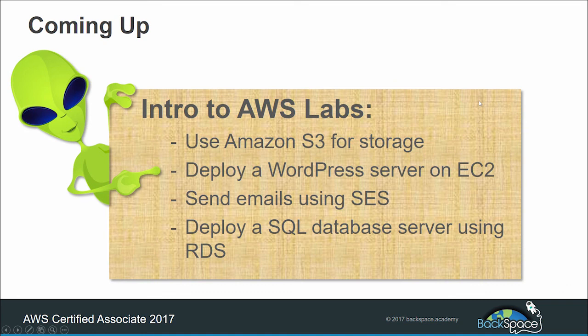So coming up, again, we're going to have some pretty good AWS labs that are going to introduce us to the AWS services. First off, we're going to create an Amazon S3 bucket and use that to store some files. Then we're going to go into something a little bit more advanced, and we're going to deploy a WordPress server on Amazon EC2. Then we're going to be sending some emails using Amazon Simple Email Service. And then finally, we're going to deploy a SQL database server using Amazon Relational Database Service.